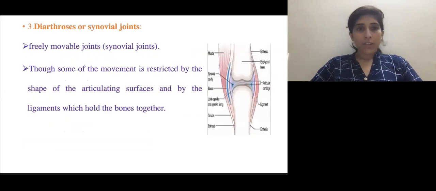Next is the diarthrodial or diarthrosis. It is also called the synovial type of joint, and it is a freely movable type of joint. Here some of the movement is restricted by the shape of the articulating surfaces as well as by the ligaments which hold the bone together.